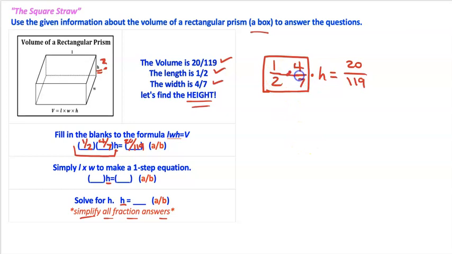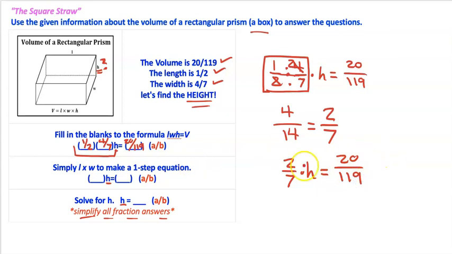Multiply straight across. 1 times 4 is 4. 2 times 7 is 14. Simplify. Always simplify your fractions. So 4/14 is going to reduce to 2/7. I guess in my multiplication, I could have canceled this 2 and made you a 2, but the same thing. So either you can multiply and simplify, or you can simplify as you multiply. It's up to you. All right, so let's upgrade my equation. My new equation is going to be 2/7 h equals 20/119. All right, so there's my answer right here.